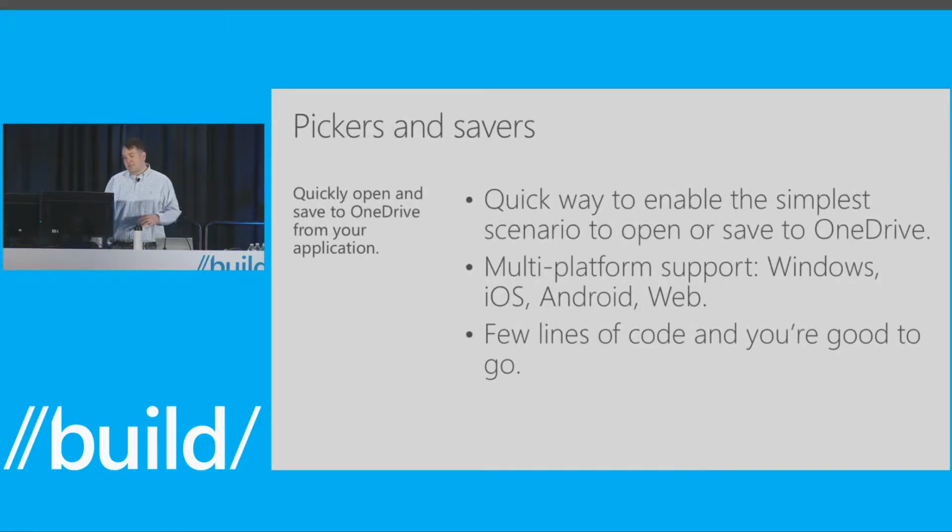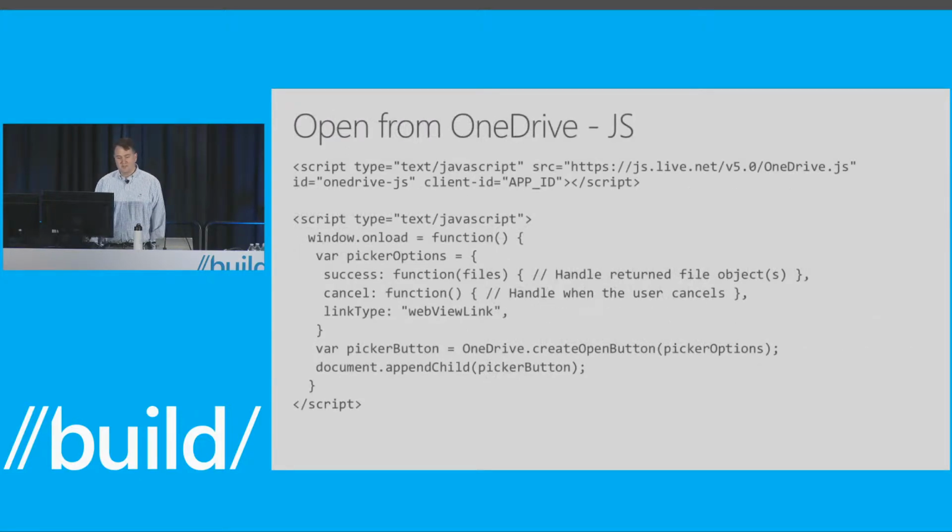So pickers and savers, like I said, are just a quick way to integrate into OneDrive. And here's a quick example. If you want to open something from OneDrive, this is a JavaScript app. We have SDKs for JavaScript, for iOS, for Android, and then it's built in on Windows Phone as well, and Windows Universal apps in Windows 10. In JavaScript, if you want to open a file, literally you just define an object that has a success and a cancel method, and then you say, what type of link are you looking for?